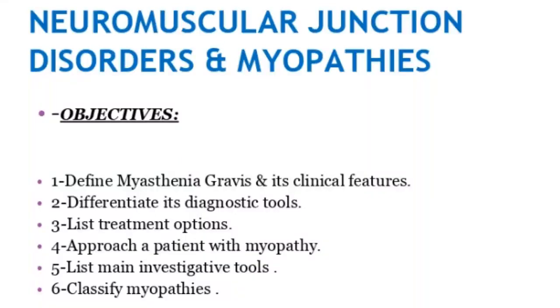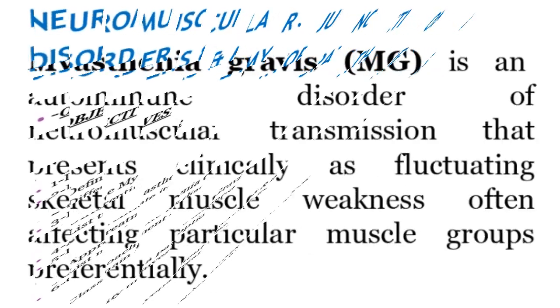Bismillah ar-Rahman ar-Rahim. The lecture today, which is the last lecture, is about neuromuscular junction disorders and myopathies. The objectives of this lecture are to define myasthenia gravis and its clinical features, to differentiate its diagnostic tools, to list the treatment options, to approach a patient with myopathy, to list the main investigative tools, and lastly to classify myopathies.